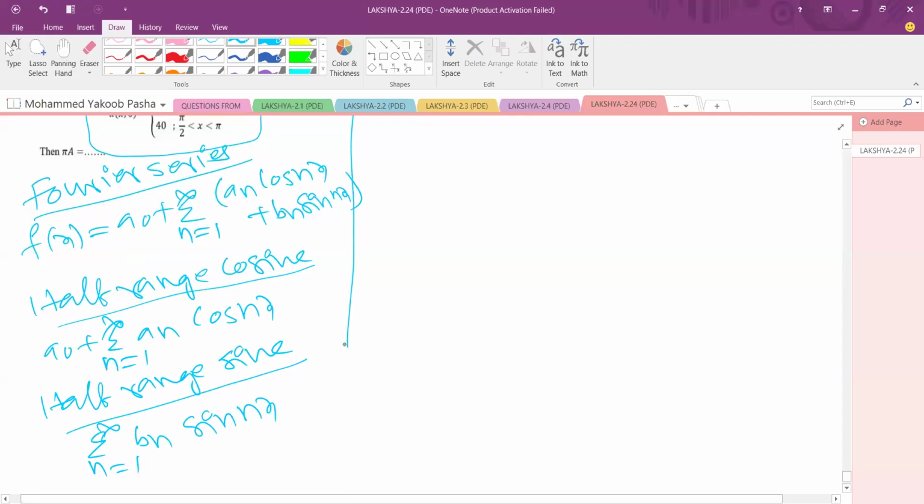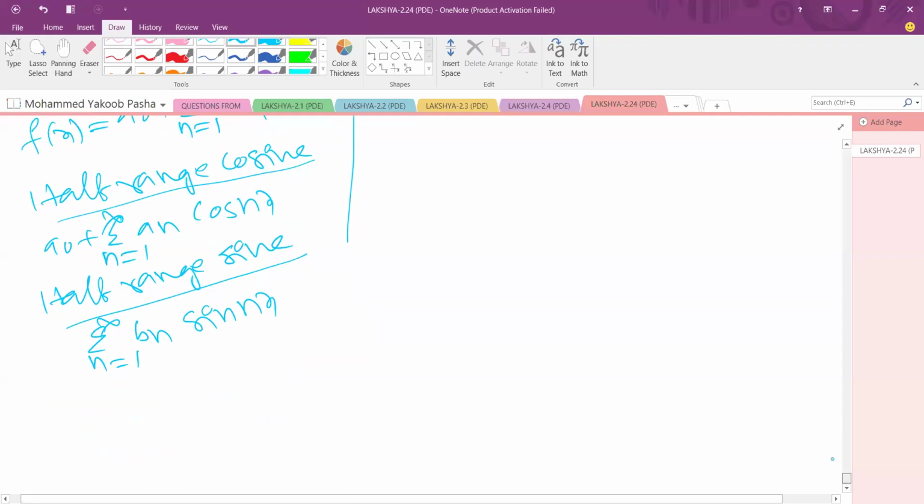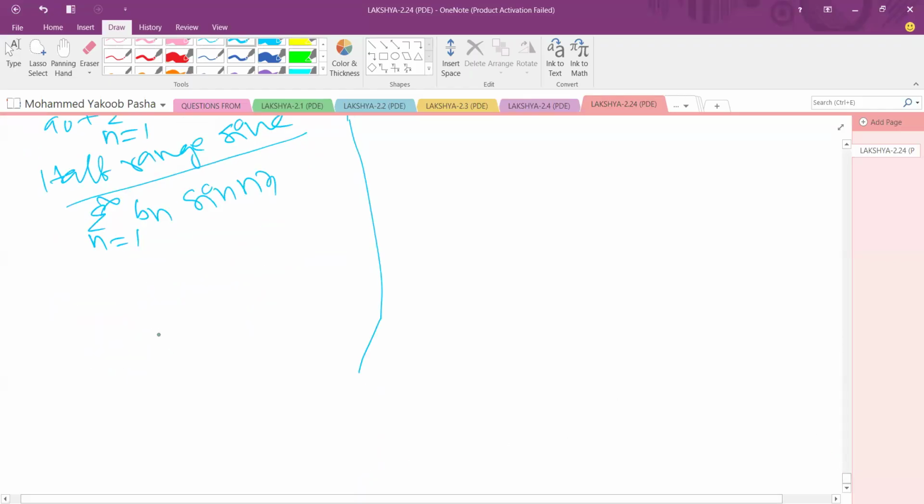This is sine series. Here there is a formula to find the coefficients A0, An and Bn. A0 is equal to 1 by L integral 0 to L, L is the length of the interval, F of x into dx. A0 value.